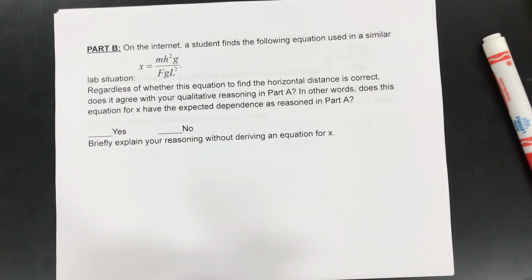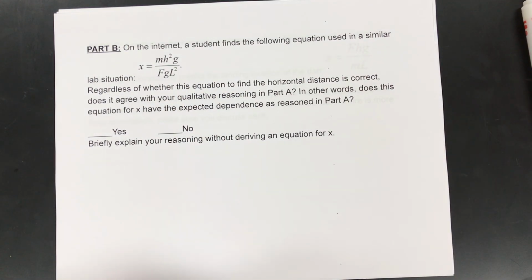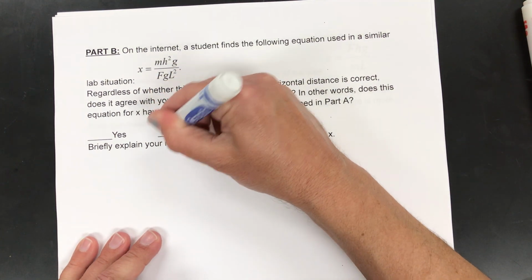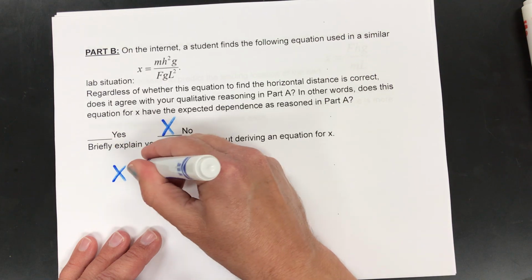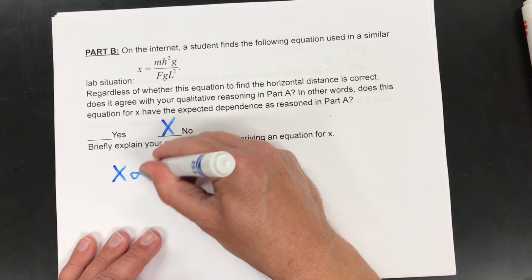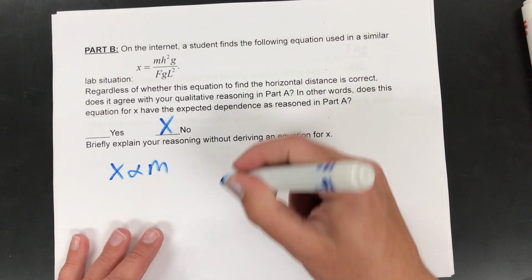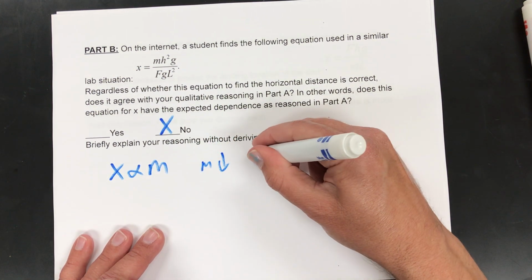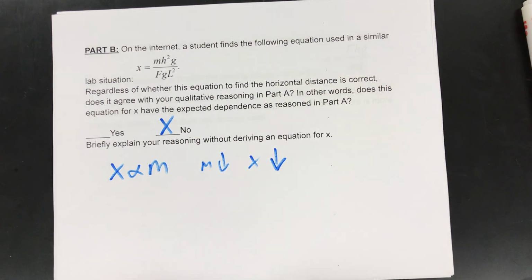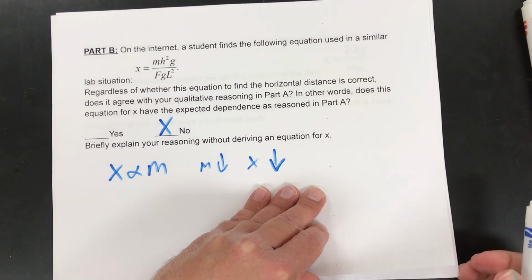Then they say, a student finds this equation on the internet. Does this agree with what you were just saying? No, it does not. The reason for that is right here. According to this equation, the distance you travel is proportional to the mass. So what this is basically saying is if our mass went down, then our distance sideways would also go down, which is not what we just said there.